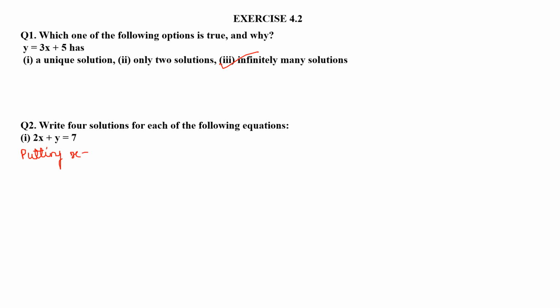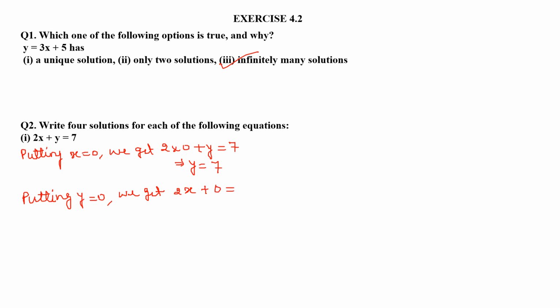So putting x equal to 0, we get 2 into 0 plus y equal to 7, and 2 into 0 is 0. So I will get y as 7. Next I am going to put y as 0. So putting y equal to 0, we get 2x plus 0 equal to 7, which will give me 2x equal to 7. So the value of x is 7 by 2.